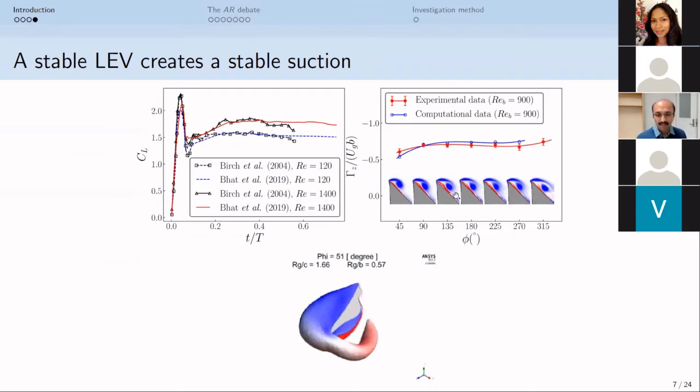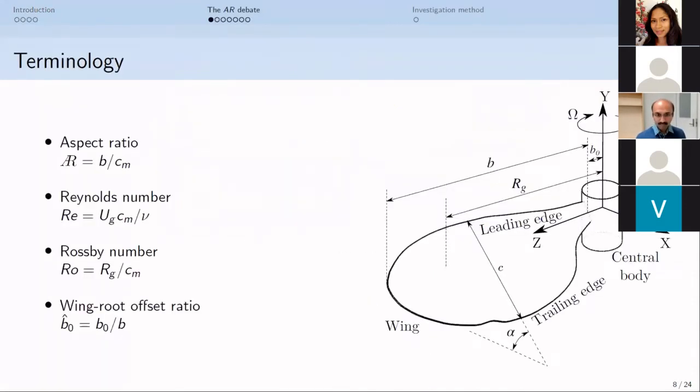So this shows that the stable leading edge vortex is important. Now, let's look at the terminology associated with the insect wings. Aspect ratio is the ratio of wingspan to the mean wing chord. The Reynolds number in this case is a little bit different from what we define in terms of bluff body flows. In those cases, we have a flow over a bluff body where we consider the velocity coming onto the bluff body to be the reference.